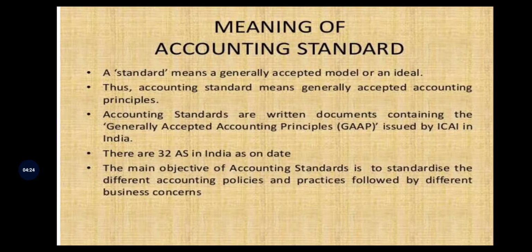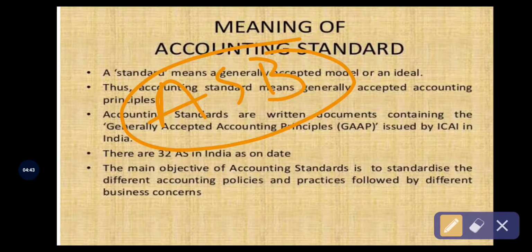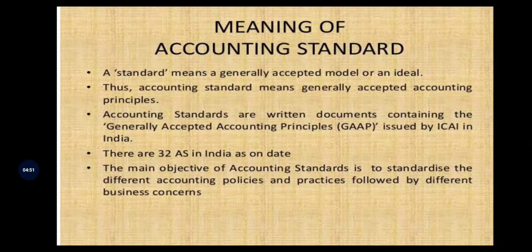Which is the institution which makes these accounting standards? ICAI, the Institute of Chartered Accountants of India, with the Accounting Standards Board, that is ASB, is the institution in India responsible for issuing the accounting standards. As on date, there are 32 accounting standards. As on date means before India's introduction of IFRS, the total standards were 32.